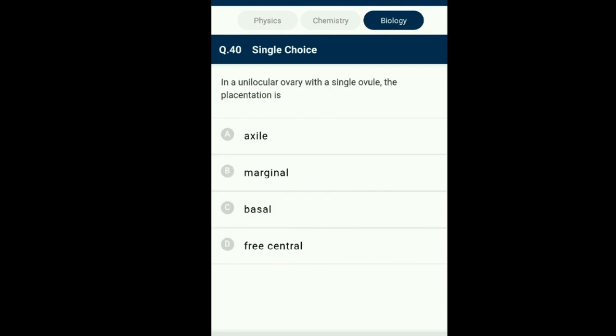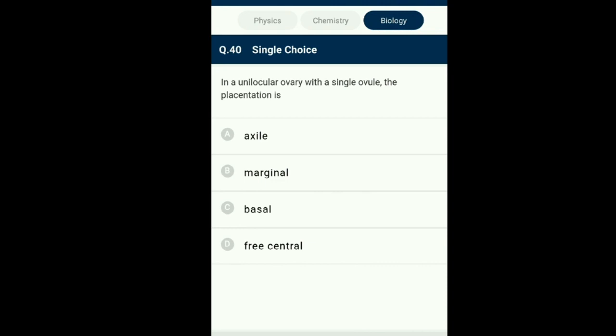Question number 40. In a unilocular ovary with a single ovule, the placentation is... Placentation is the arrangement of the ovules in the ovary and their attachment to it. Placentation has various types in angiosperms such as marginal, axial, parietal, basal and free central. In marginal placentation, ovules are attached to the ridge formed on the ventral suture of the ovary without any locules. Pea plant has this arrangement.